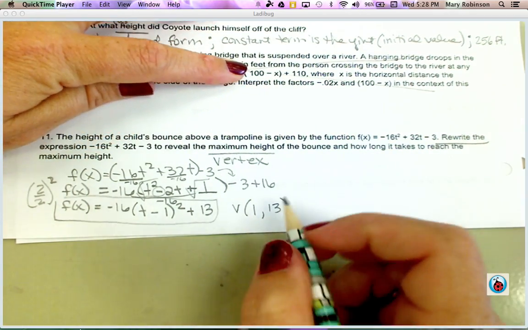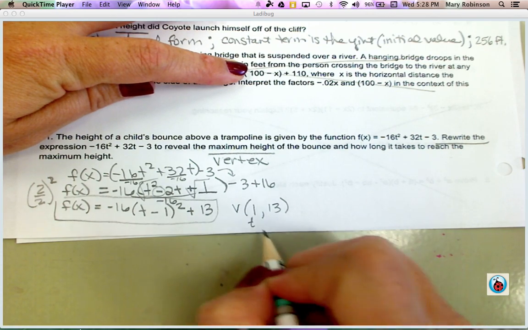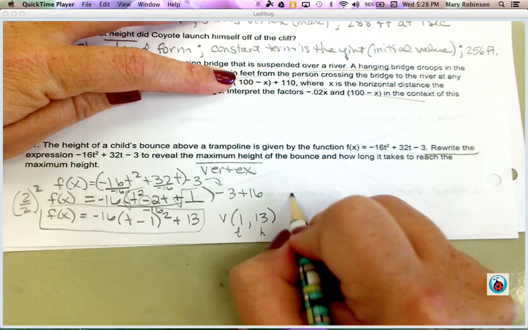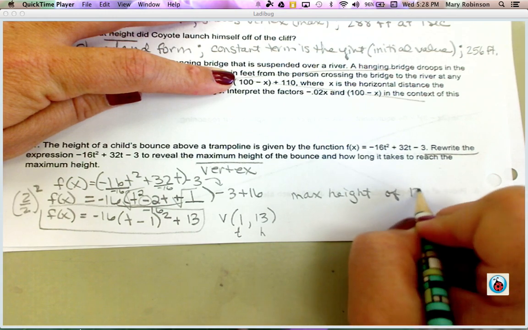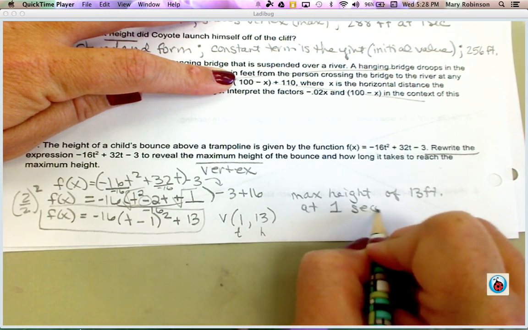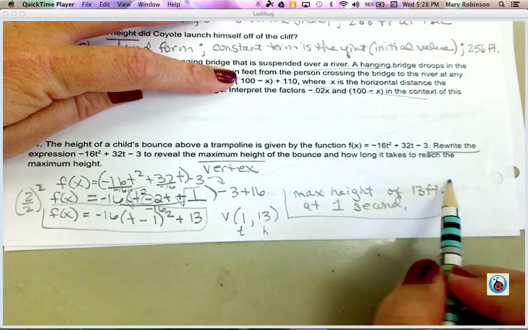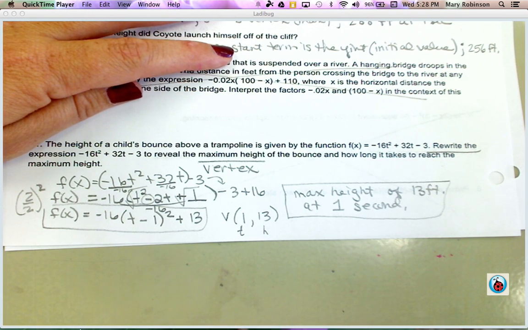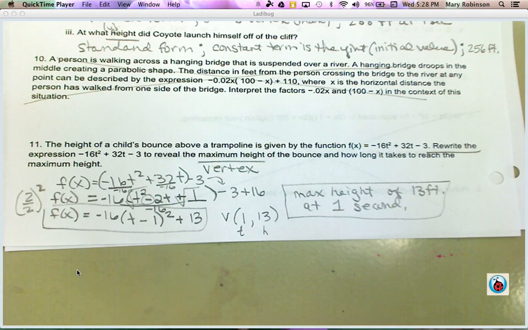What that tells us is that at 1, again, this is similar to the other one, time and height. It means it reaches a max height of 13 feet at 1 second. Okay, so I need vertex form, and I need a statement stating that you understand what that vertex form is telling you, that it reaches a max height of 13 feet at 1 second. And that's going to conclude this video.